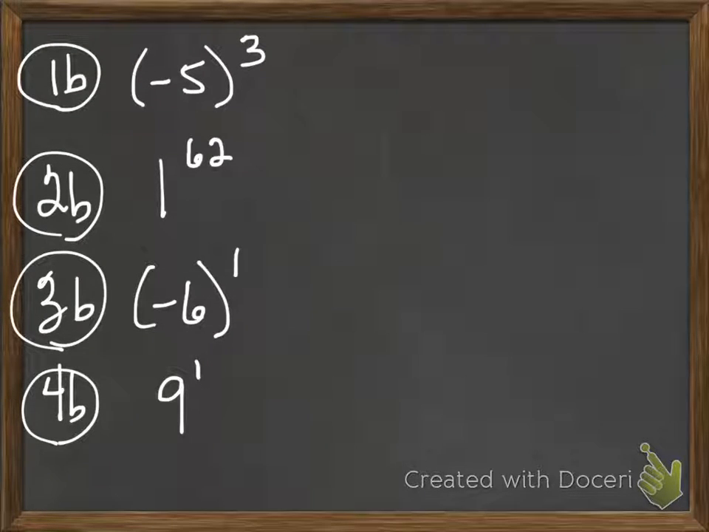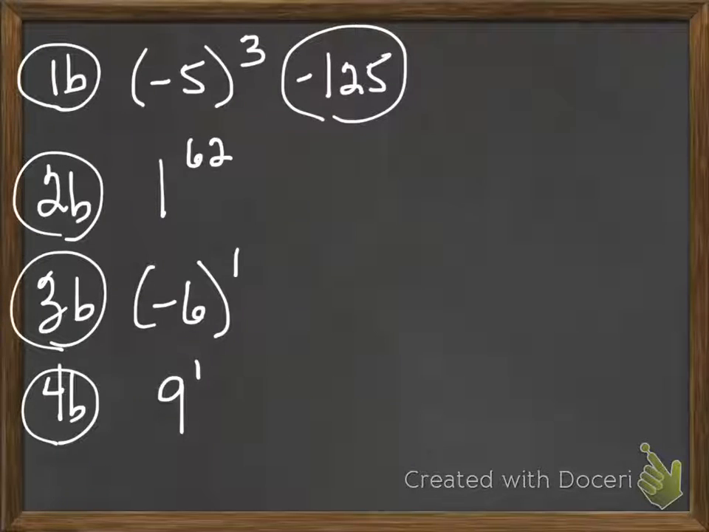All right, negative 5 to the third power. This is a really good calculator problem for us to discuss, okay? All right, it is negative 125. But let's talk about this, okay?